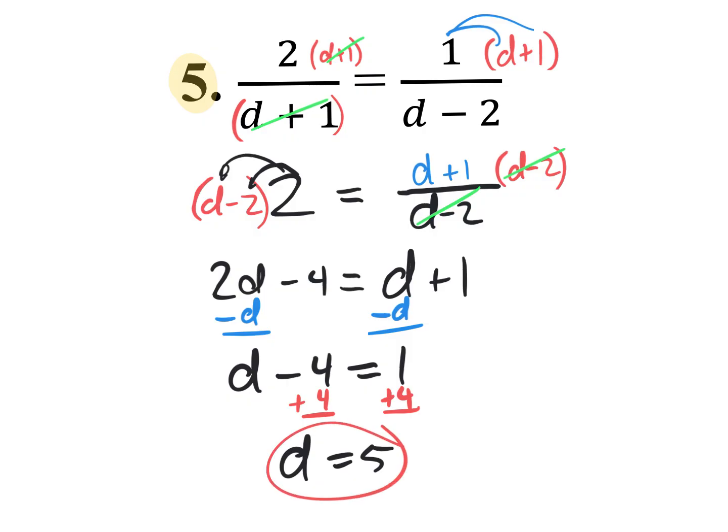And you got to double check and make sure that it doesn't cause the denominators to become 0. Plug in that 5 plus 1 is 6. Plug in the 5 right there, 5 minus 2 is 3. And it doesn't. So that is an acceptable answer.